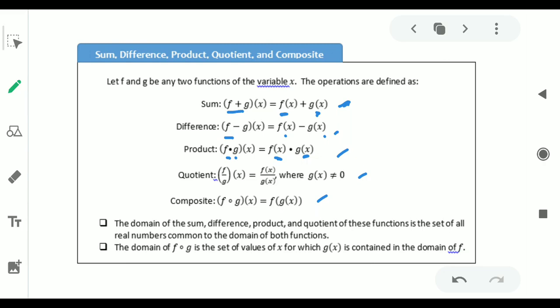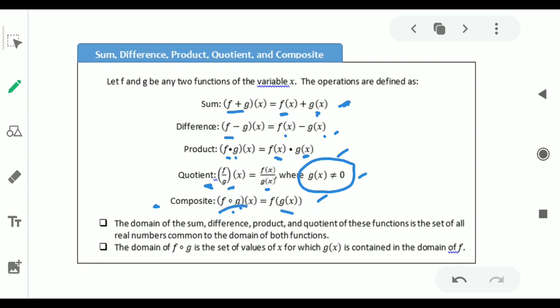And division, or the quotient of functions, is denoted by f over g of x, or that is done by dividing f of x by g of x. Take note, however, that g of x should not be equal to 0, or the function will be undefined. And the last one is the composition of functions, for example, f circle g of x, or f composed of g of x.